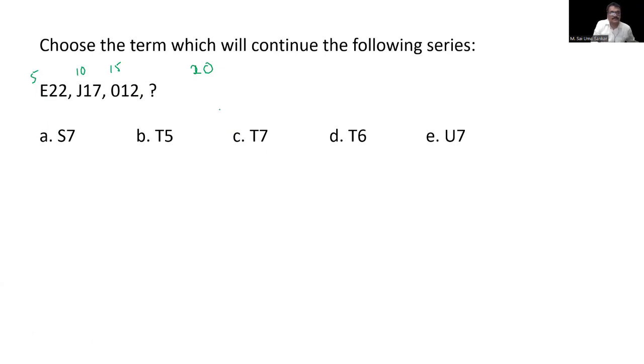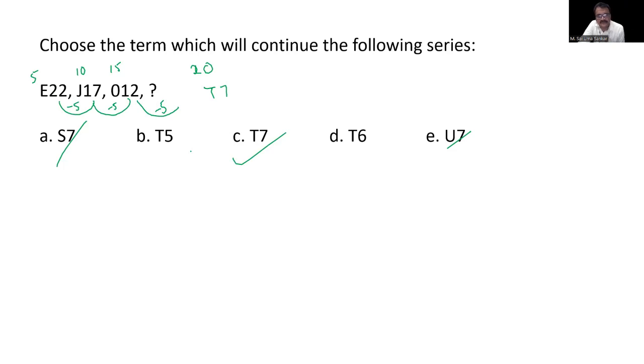Next. What is the 20th letter? That is equal to T. If you observe, except these two, remaining all are same. This is 22. This is 17. This is equal to 12. The difference between 22 and 17 is minus 5. 17 and 12, that is equal to minus 5. 12 minus 5, that is equal to 7. So what is the answer? Option 7 is the correct answer.